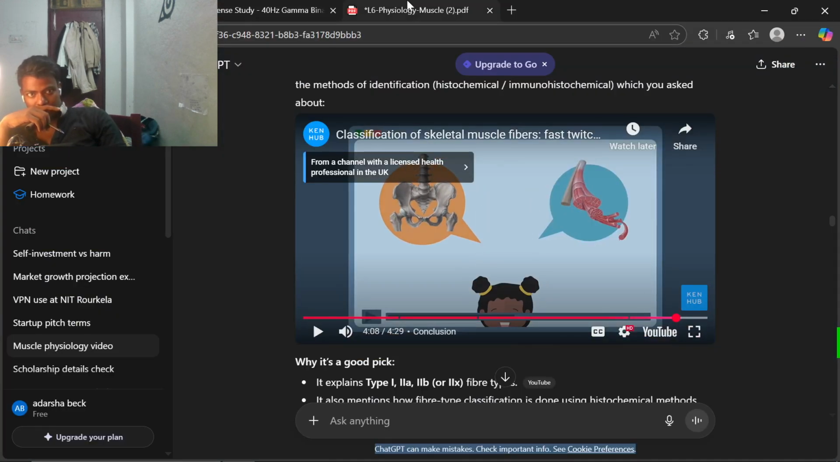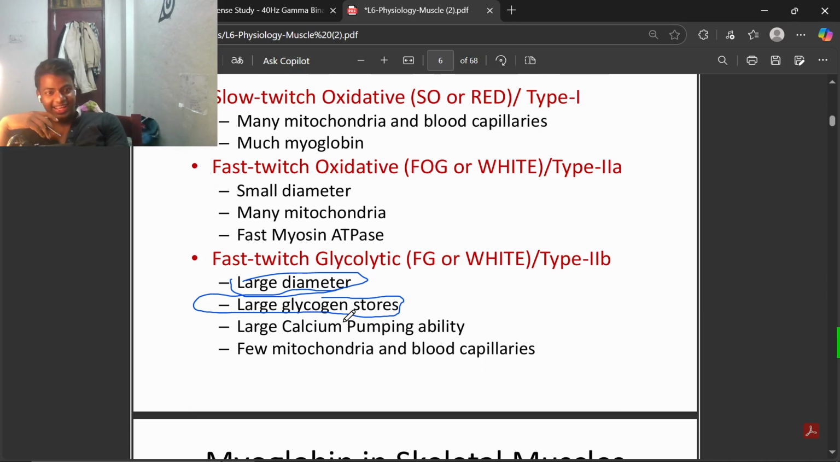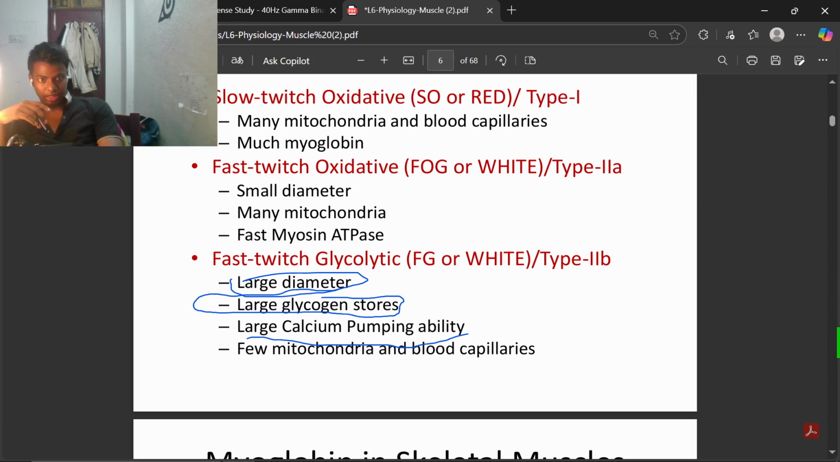So that was the thing about this slide. Okay, they have larger diameter. We remember they have large glycogen storage because why do they have large glycogen storage? Because they need energy, right? Because they need glucose. Large calcium pumping ability. Why do they need large calcium pumping ability? I don't know. Let's ask.